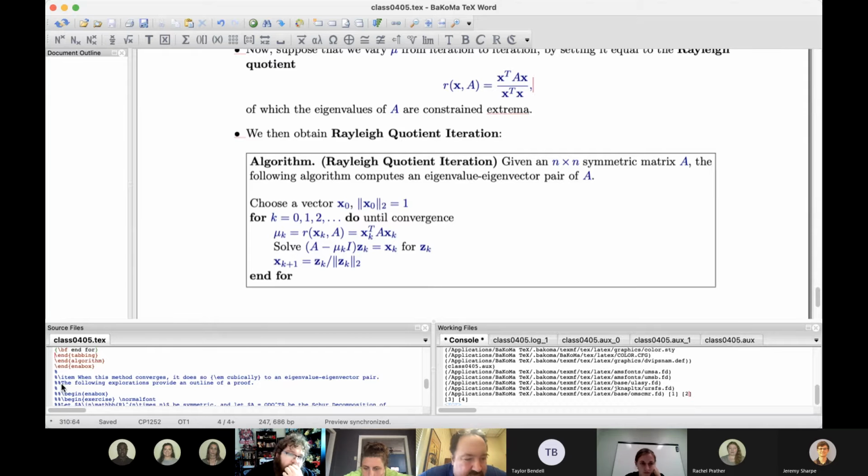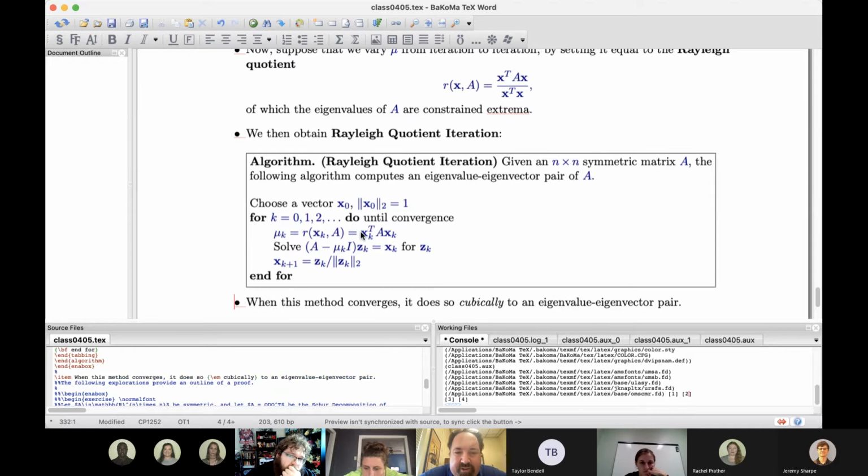Now, it can be shown that if the method converges, that's not a guarantee, but if it does, it converges cubically to an eigenvalue-eigenvector pair. That's huge because I've shown you quadratic convergence before. We've already seen that can be pretty fast. Cubic convergence is faster still. So you only need to run this algorithm very few iterations to get an excellent approximate eigenvalue, which is good because each iteration is expensive because you're solving an AX equals B problem.